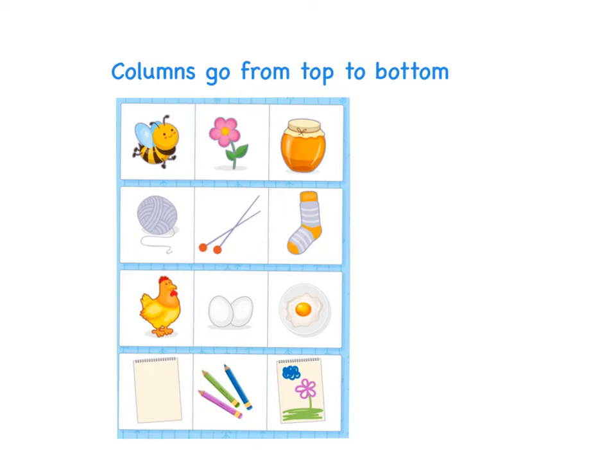Right, let's think about columns now. Remember, columns go from top to bottom like this. Have a look at the picture to see if you can work out how many columns there are. Pause the video while you do this. Okay, let's check to see how many columns we have all together.